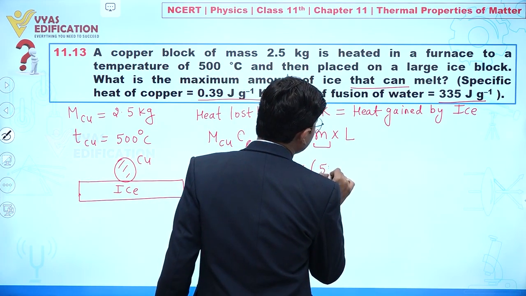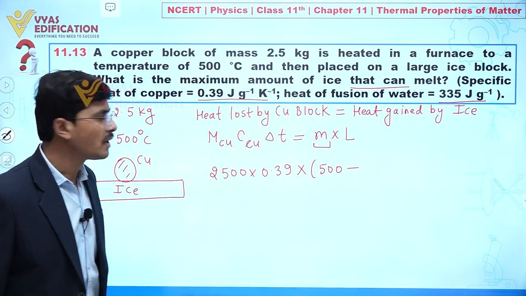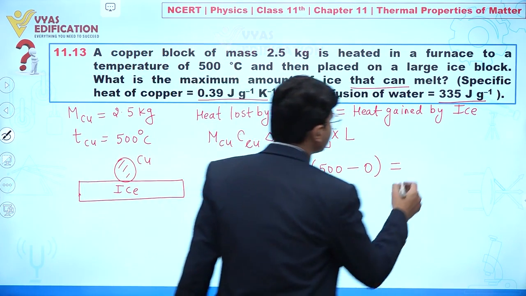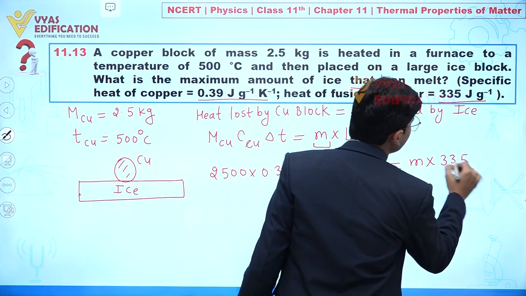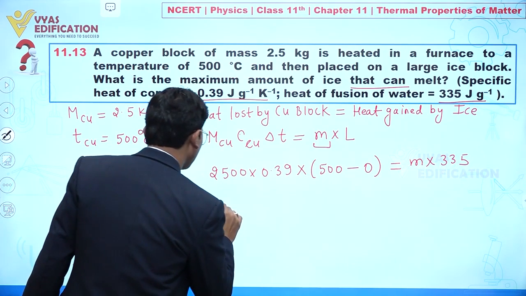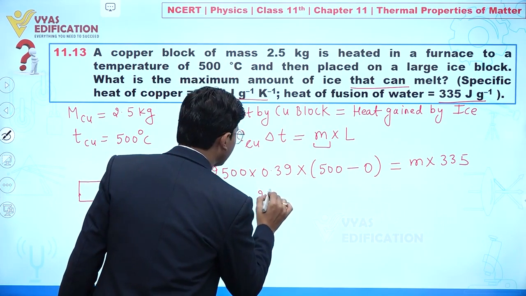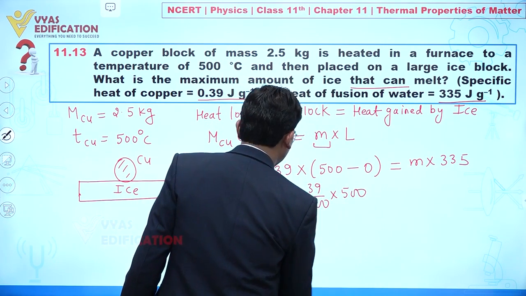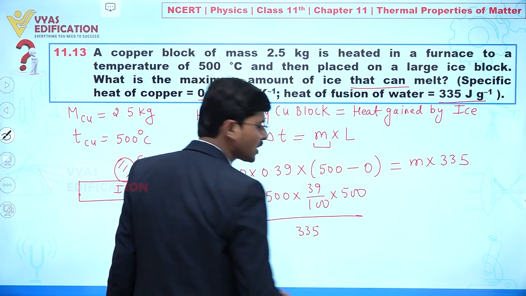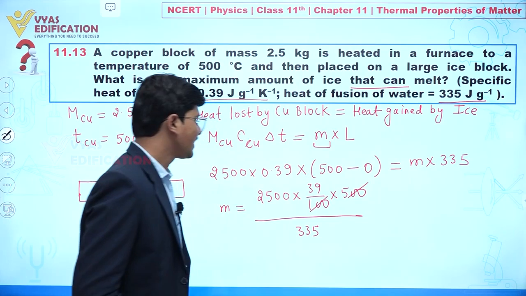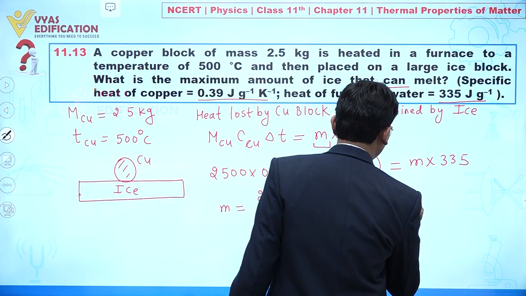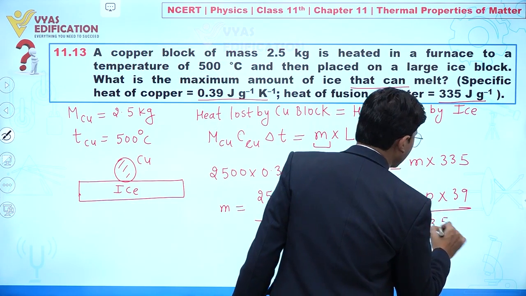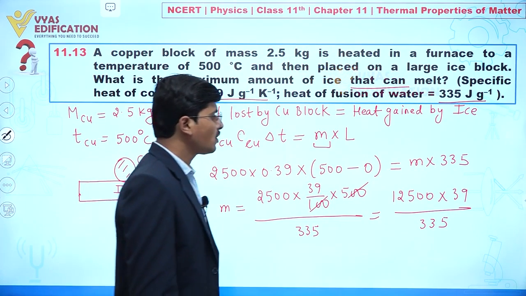ΔT means initially this copper block is at a temperature of 500 degrees Celsius, and at ice it is 0 degrees Celsius. Clear? And this is equal to m times 335. So from here we can say the value of m is given by 2500 into 39 by 100 into 500, divided by 335. Clear? From here this one and this one are cancelled out. So from here you can say 12500 multiply 39 divided by 335. Clear to everyone? So now if we solve it, we will find our answer.